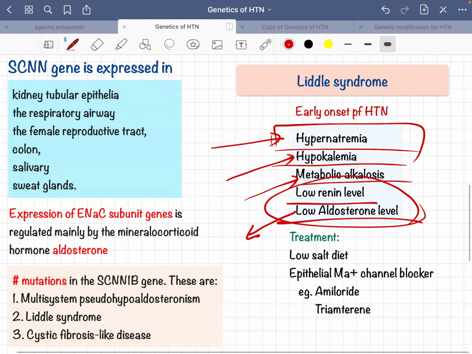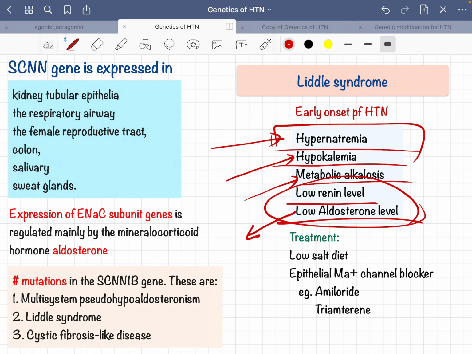If you prescribe ACE inhibitors, that means angiotensin converting enzyme inhibitors, you will not get enough benefit, because angiotensin is not the culprit factor for this hypertension. Aldosterone is not the culprit factor either. So you have to prescribe an epithelial sodium channel blocker, that means amiloride and triamterene. The treatment for Liddle syndrome is amiloride and triamterene. Why? Because the main culprit factor for this hypertension is the increased number of epithelial sodium channels in the collecting tubules.